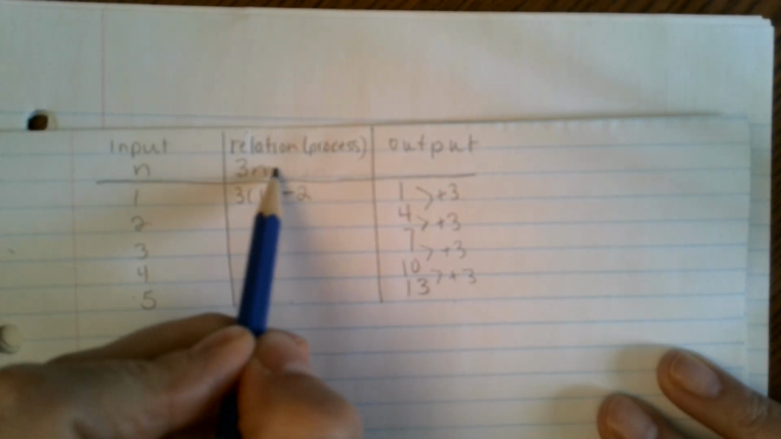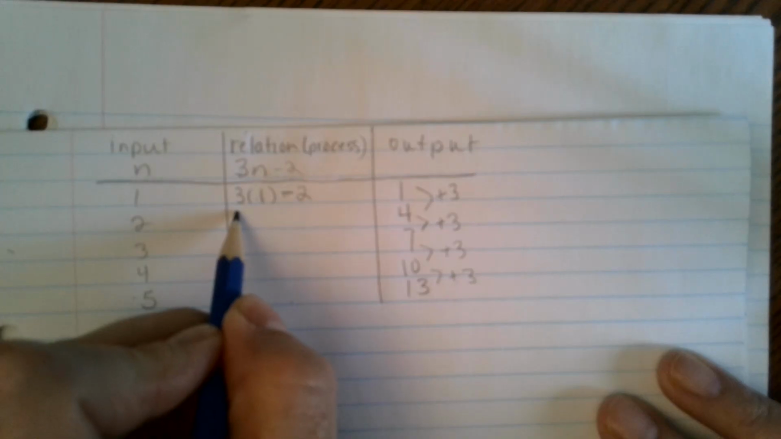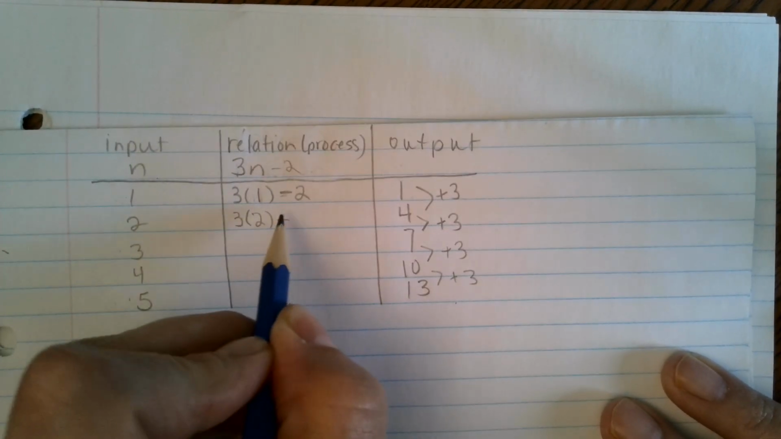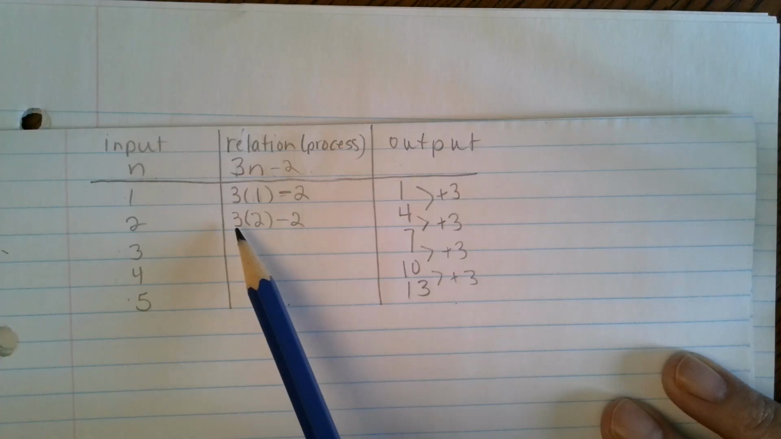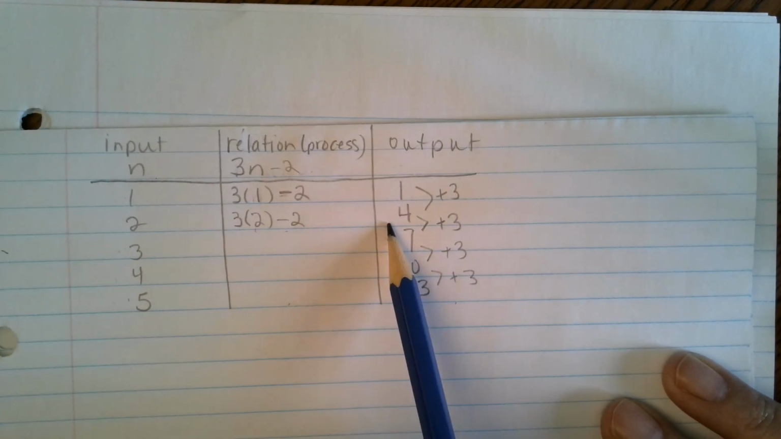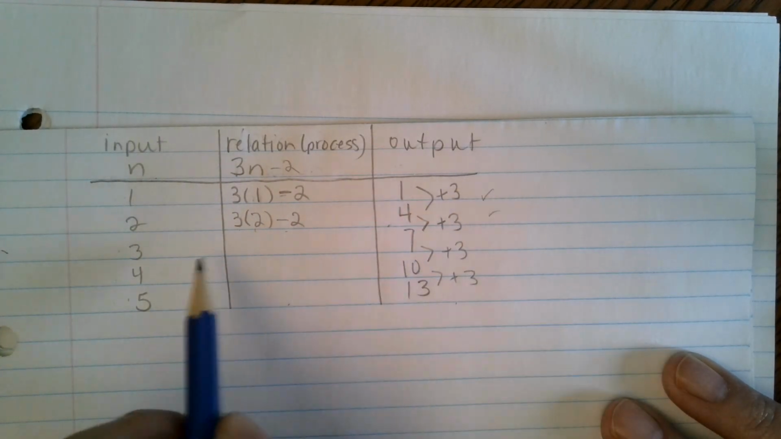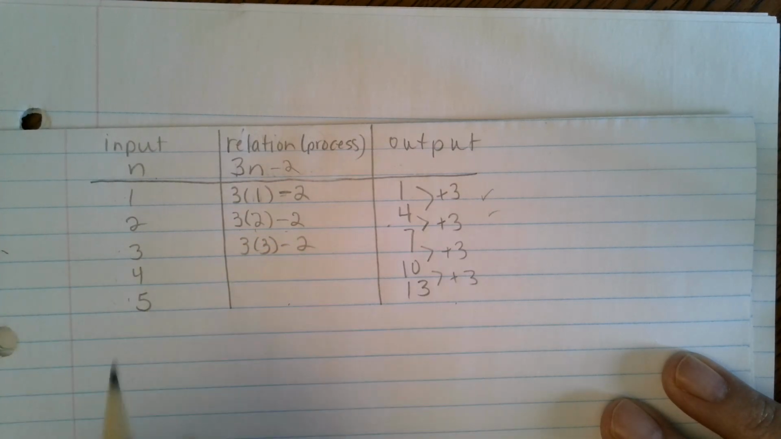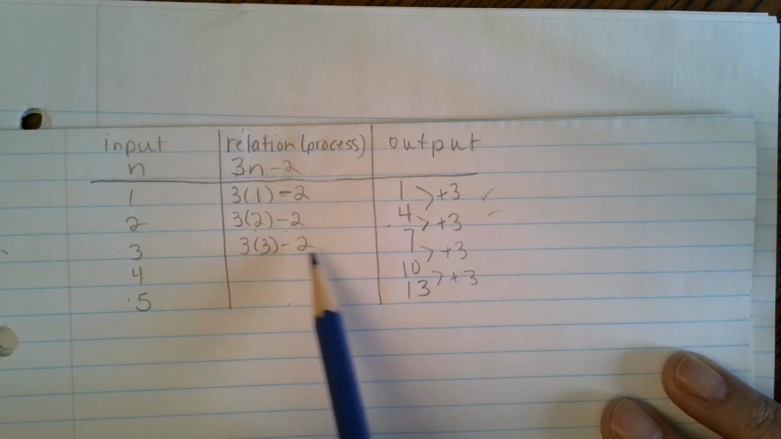Let's try it on the next one. So I'm going to substitute 2 in for the n, and I'm going to subtract 2. So 3 times 2 is 6, minus 2 is 4. These two both work. And then we'll try the next one just to make sure. 3 times 3 is 9, minus 2 is 7.